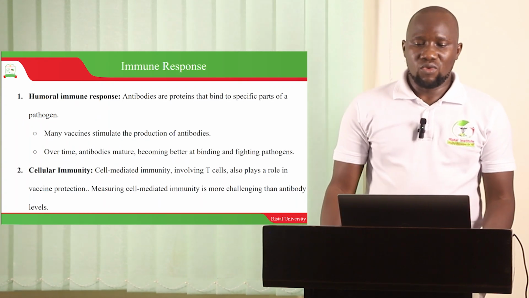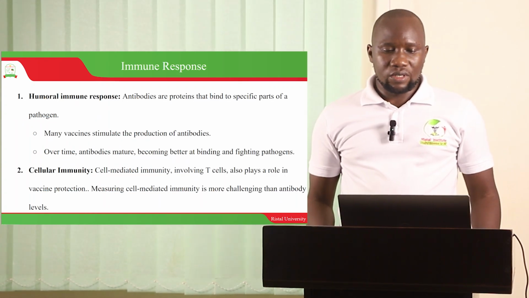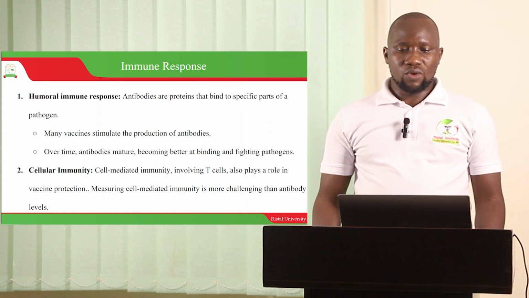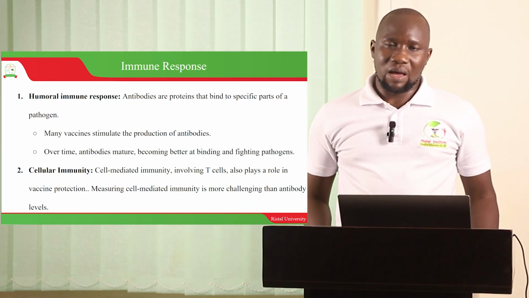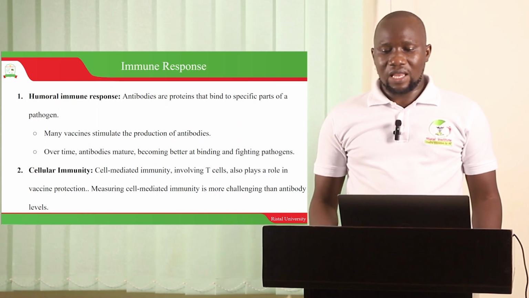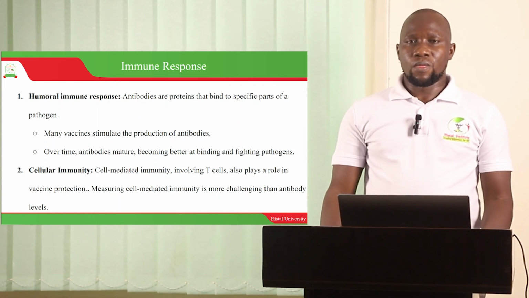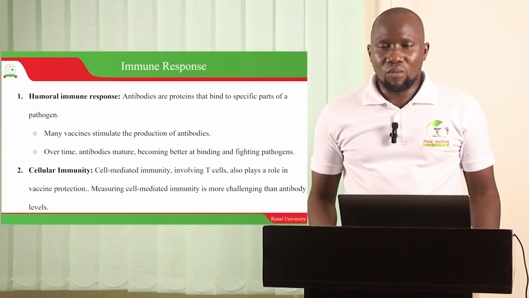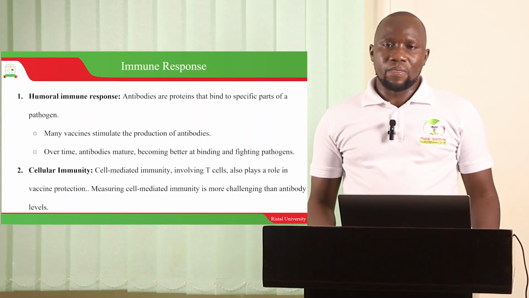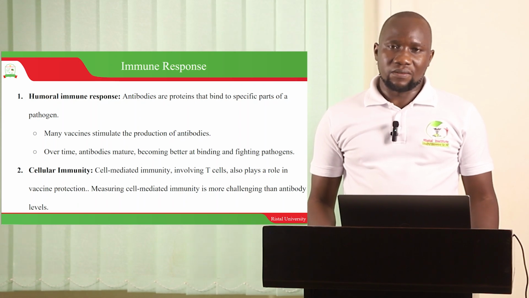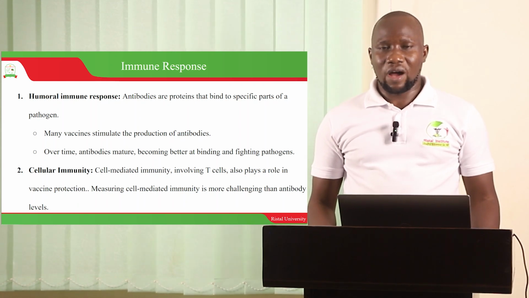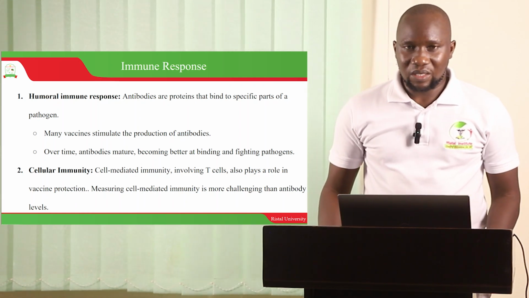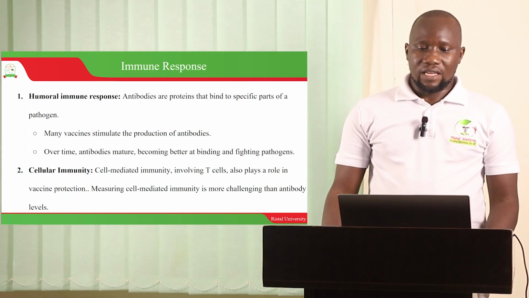There are two ways in which the immune system responds: a humoral immune response and a cellular immune response. When we talk about the humoral immune response, we are basically referring to antibodies. Antibodies are proteins that are produced in response to antigens. The antigens are basically molecules on the surface of the pathogens that make the antibodies come and attach themselves to these antigens.